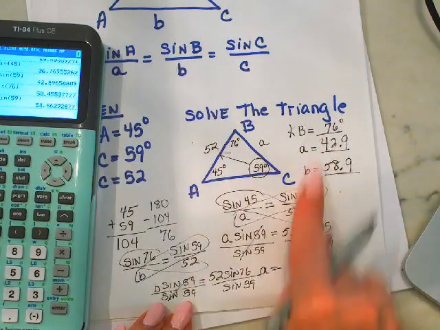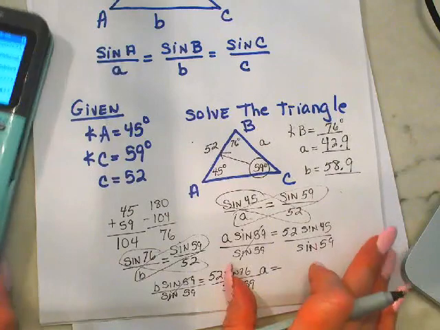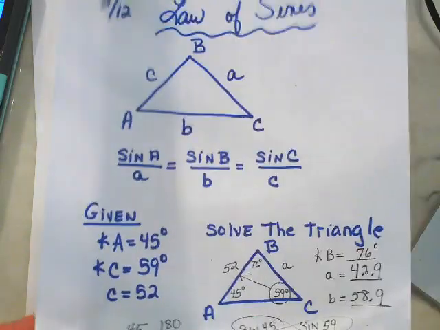So now I have solved the whole triangle because I have all three angles and I have all three sides. Okay, you couldn't have done that, because it's not a right triangle, unless you knew the law of sines.